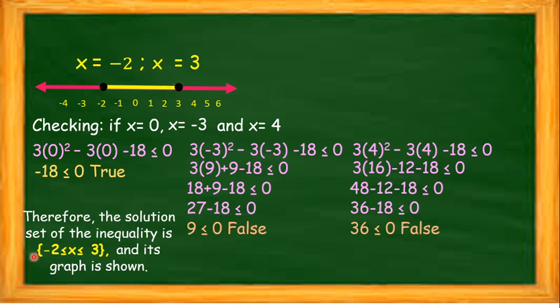Therefore, the solution set of the inequality is x greater than or equal to negative 2 and less than or equal to positive 3, as its graph is shown. Meaning x is between negative 2 and positive 3. Remember that in writing this expression, the lesser number must be at the left side and the greater number must be at the right side, and x is in between.